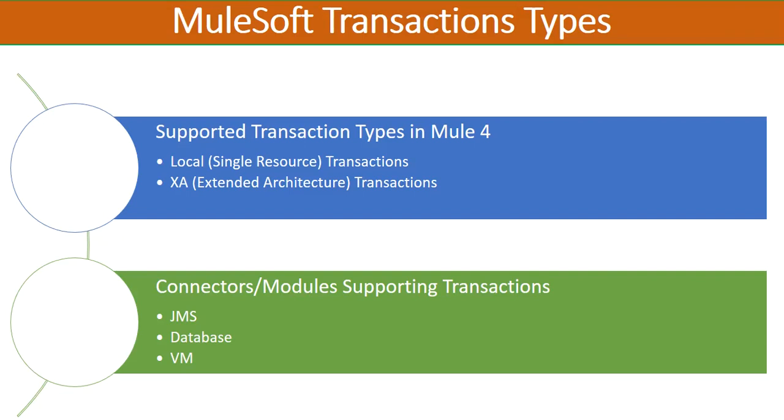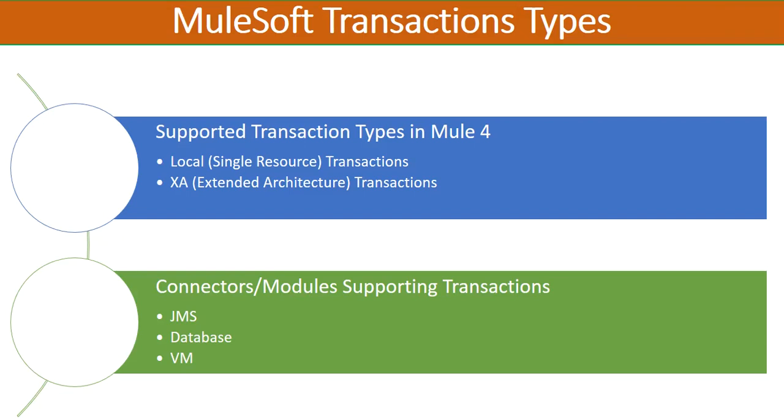In this case, it's not only database; it can be JMS, and it can be VM as well. And in case of extended architecture, in this type of transaction you can have multiple resources, and this is called two-phase commit transactions.